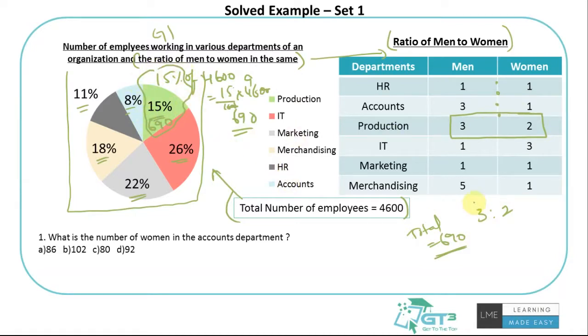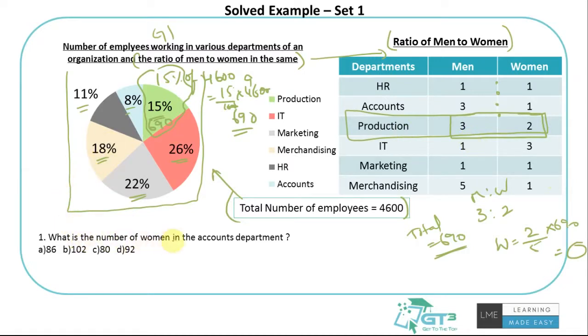How did I get the men to women ratio? That is from this table. Then it is asking me to find how many women. It will be 2 by 5, 2 by 3 plus 2. 2/5 of 690 will give me the number of women in the production team. That's how these two tables, these two graphs, are connected. So let's get to the problems.